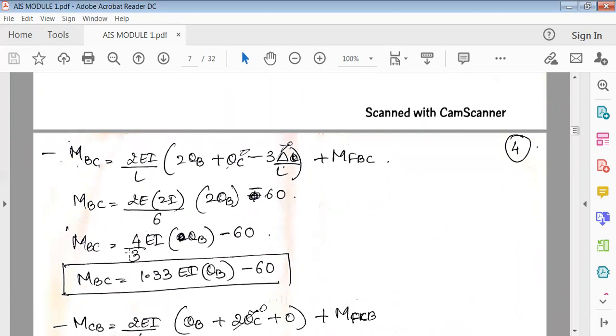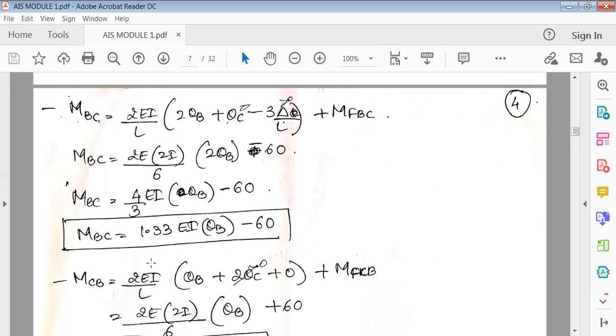So now MBC is equal to, substitute this value. So it is 4 by 6. Okay. So again, if you multiply this, 2 2s are 4, 4 2s are 8. So it is 8 by 6. So 8 by 6, when you eventually cancel, it becomes 4 by 3 EI theta B minus 60. Okay. So now MBC is equal to, so 4 by 3 is 1.33 EI theta B minus 60. Okay. So now this is the third equation.